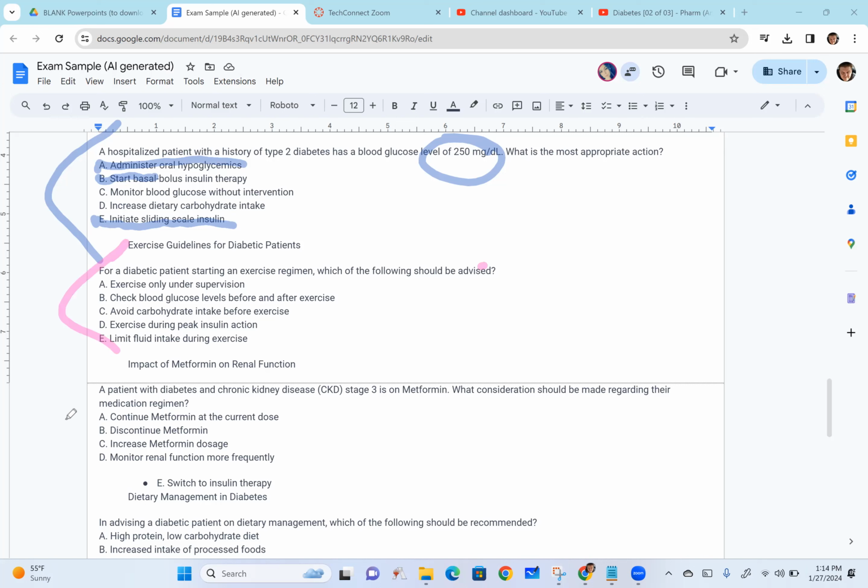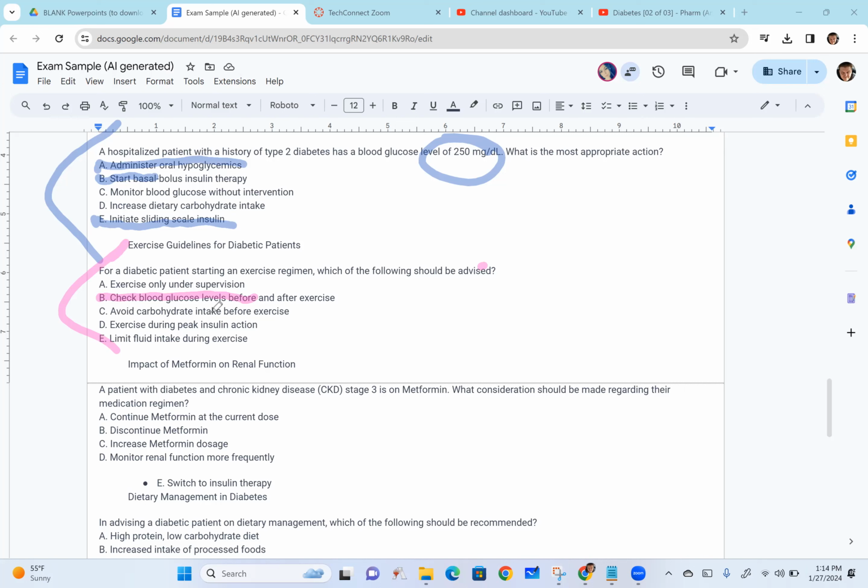Exercise under supervision. Check sugar before and after. Do we need to check it after? It's not going to hurt. Avoid carb intake before exercise. Well, it depends. They should have snacks with them, we didn't mention that, right? They should have some fast acting sugars to prevent hypoglycemia, right?